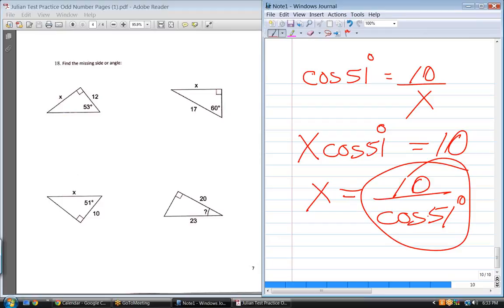Wait, greater than 10? Yeah, because the denominator has to be less than 1. In other words, the cosine of an angle can never be greater than 1. So the cosine of 51 degrees is going to be a number less than 1. And if I divide 10 by a number less than 1, it gets bigger.